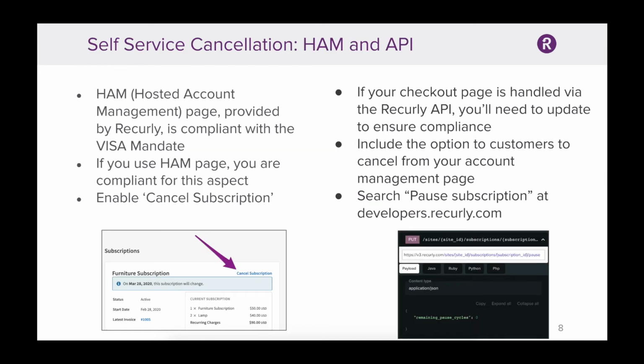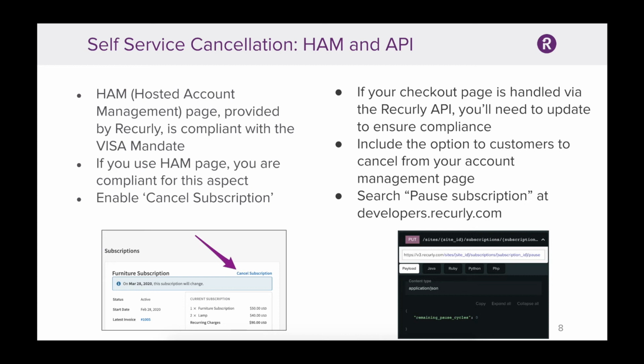Self-service cancellation through the Hosted Account Management page and the Recurly API. The HAM, Hosted Account Management page, is provided by Recurly and is compliant with the Visa mandate. This is a page that your customers have access to where they can view their billing information, their invoice history, and cancel their subscription. So again, if you are a Recurly merchant and you are providing the HAM page to your customers, you are compliant.